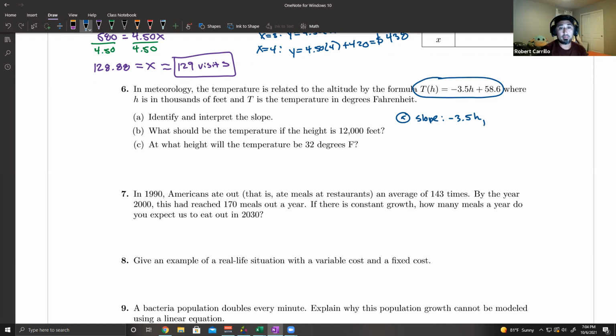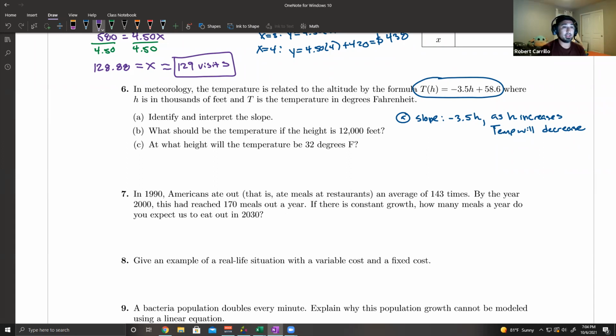So we can say as H increases, temperature, T, right? Temperature will decrease. Okay. And then B, what should be the temperature if the height is 12,000 feet?